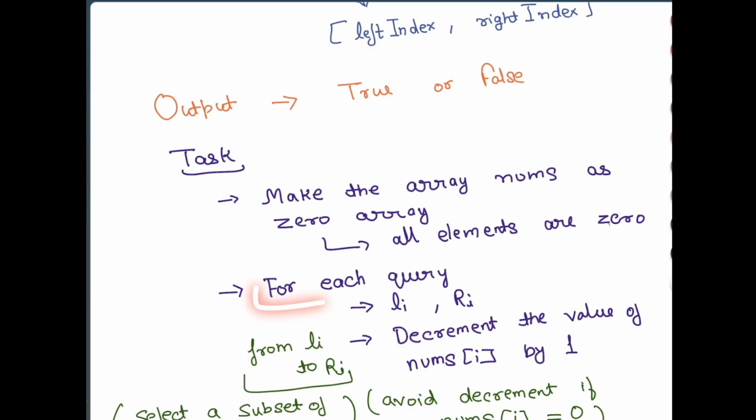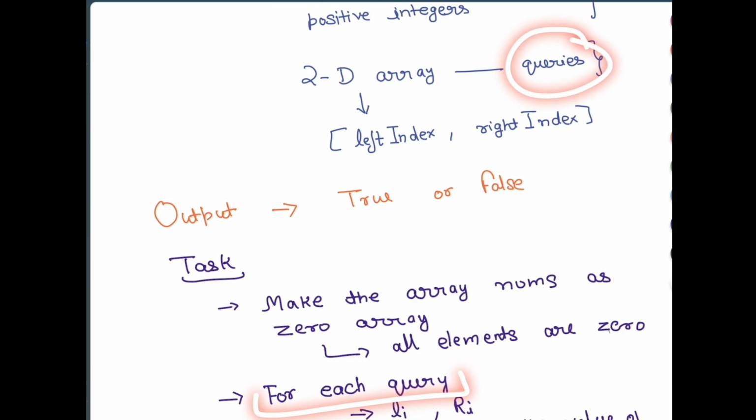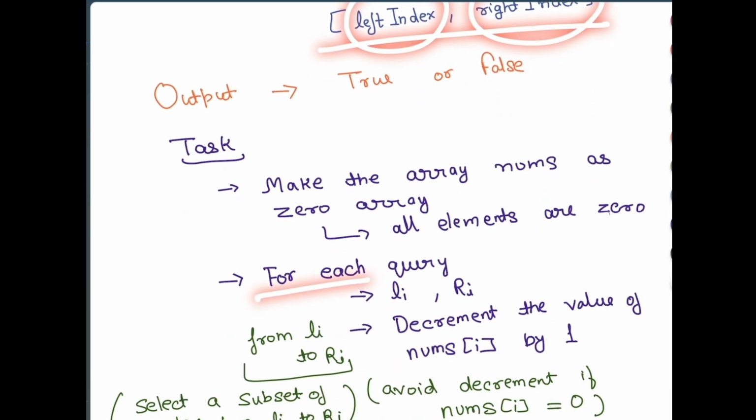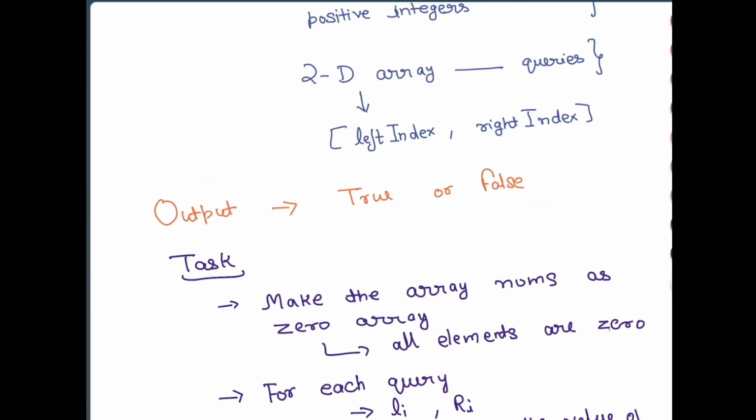Now for each of the queries given in the queries array, each query is an array in which we have two elements, left index and right index. So for each query, li and ri are the input, and what we need to do is decrement the element of nums at the index I by 1. What is this I? This I is from li to ri, which is given in the queries array. And if you are confused, don't worry, we will see some examples to understand it completely.